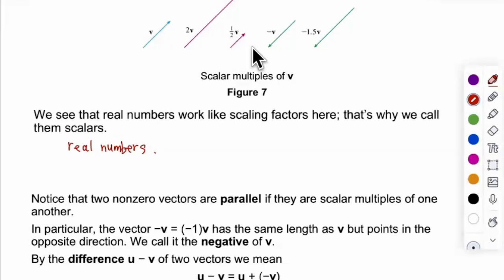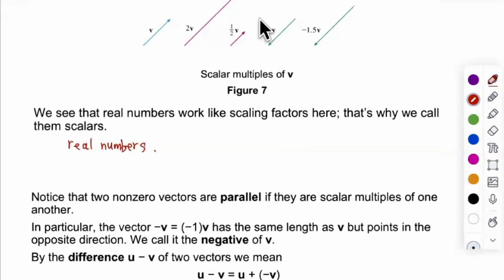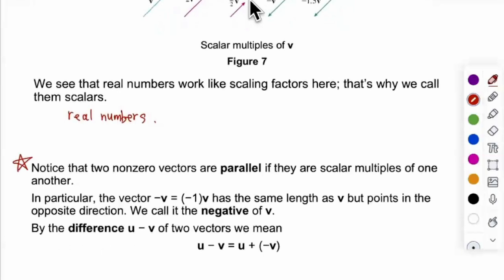Except for the zero vector. So we say that two non-zero vectors are parallel if they're scalar multiples of one another. So remember this result: if they're parallel, they're scalar multiples of each other.